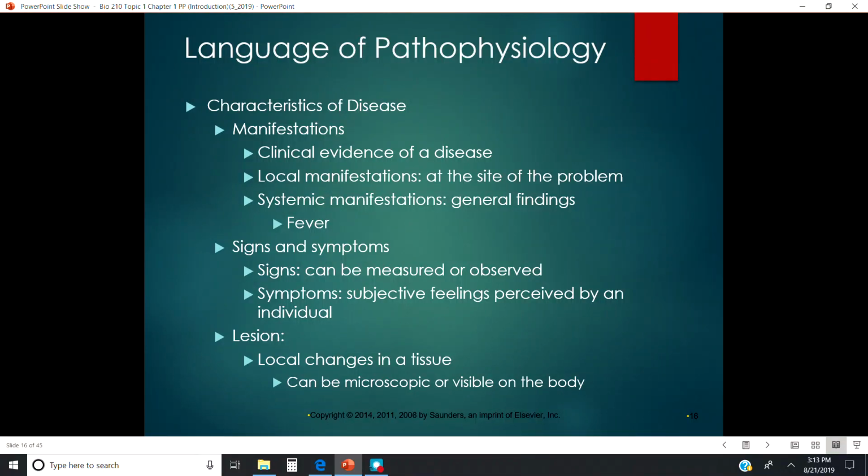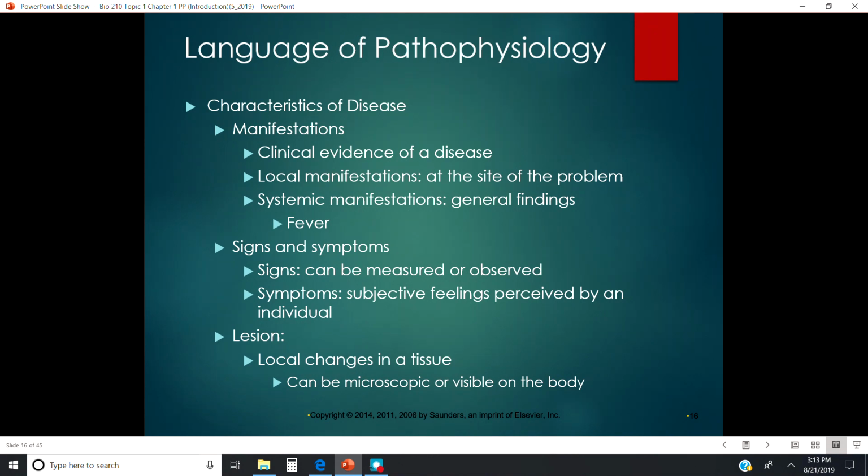So manifestations can be either signs or symptoms, right? What's the difference? A sign is something that we can measure or we can observe, right? You can measure a blood pressure. You can measure a pulse rate, right? You can measure somebody's breathing rate, that type of thing. So if somebody's breathing really rapidly, it's something that we can see, right? We can quantitate that. That would be a sign.